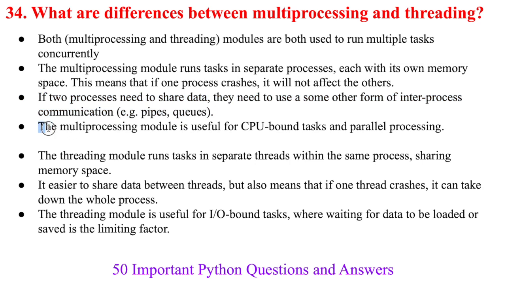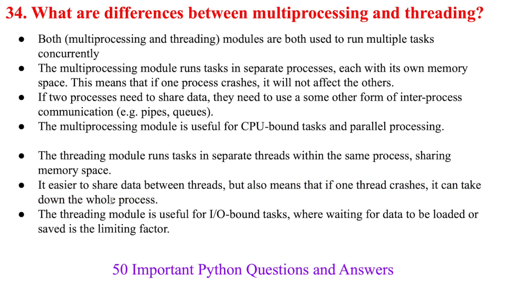Multiprocessing in Python programming is useful for CPU-bound tasks and parallel processing, where multiple processors can work together to solve a problem more quickly. Threading, on the other hand, uses separate threads within the same process to run the task. These threads share the same memory space, making it easier to share data between them. However, if one thread crashes, it can take down the whole process.